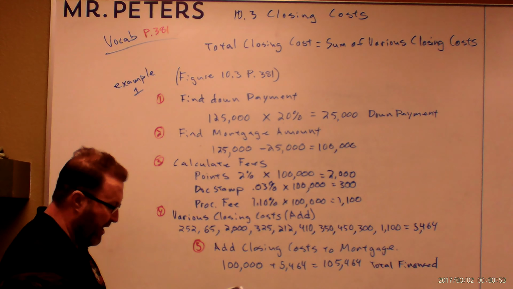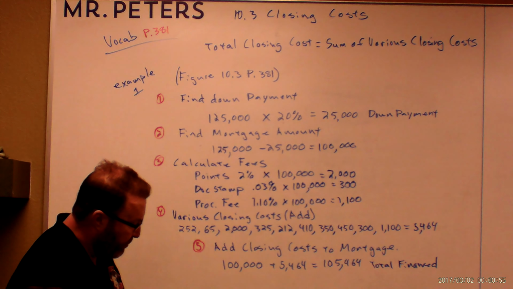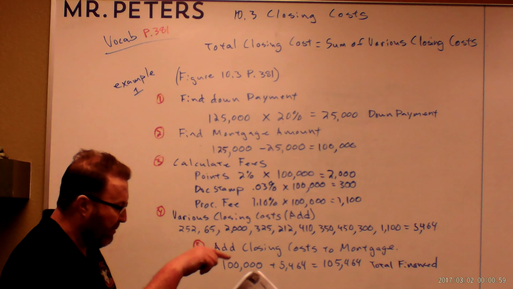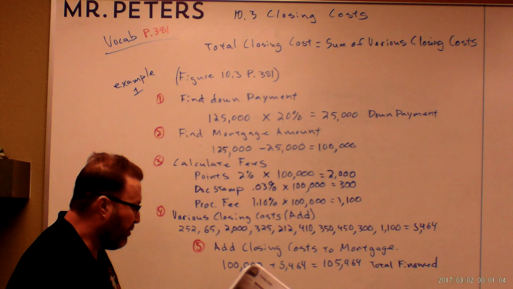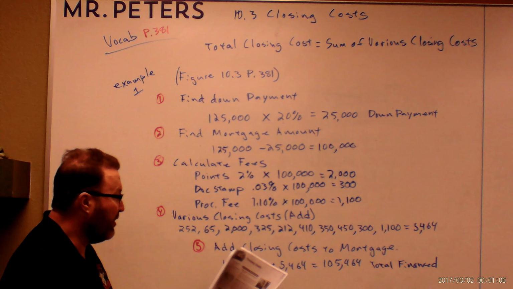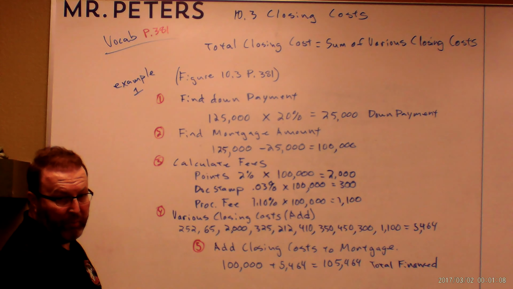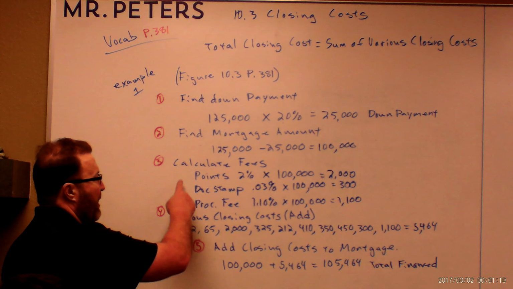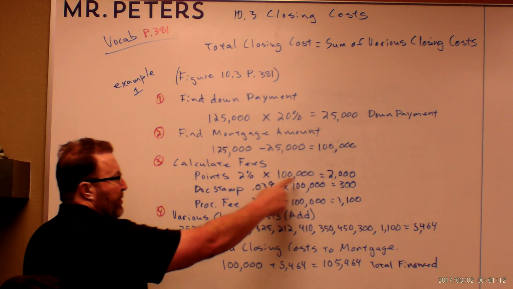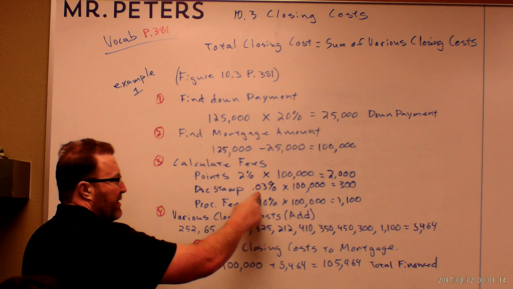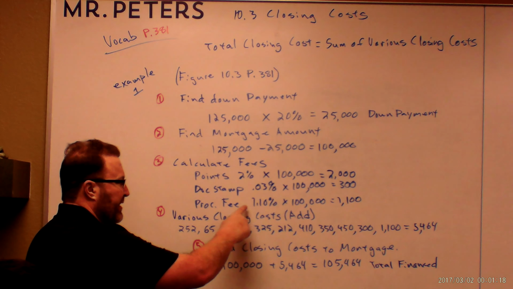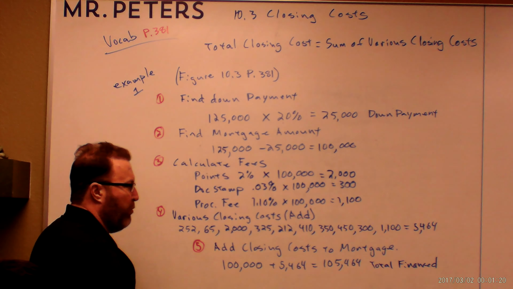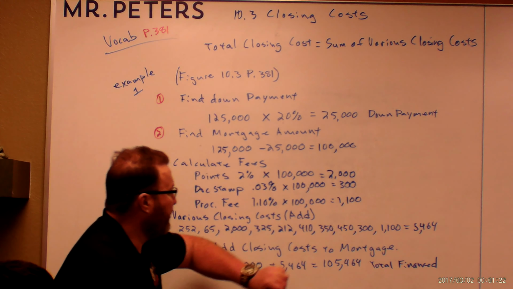If we look at the table right here, see where it says points, 2%, and then dock stamp fee, 0.30. Remember, still move the decimal place twice, it was 0.03. And then the processing fee. So you want to multiply your percentages out first. Okay, so you have the points. It's 100,000 times 2%, 2,000. 100,000 times 0.03%, remember twice, 300. And then the processing fee, 100,000 times 0.011, 1,100.